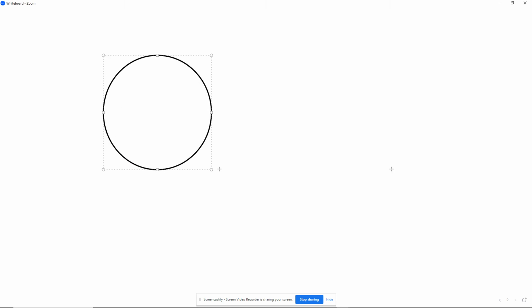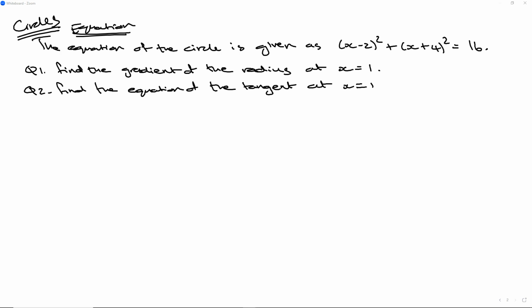Suppose I'm given a circle, right? And actually, I'm given the equation of the circle like this. So the first question, the equation of a circle is given by x minus 2 squared plus, it's supposed to be y plus 4. Okay, let's just change that into y. Y plus 4 squared equals 16.